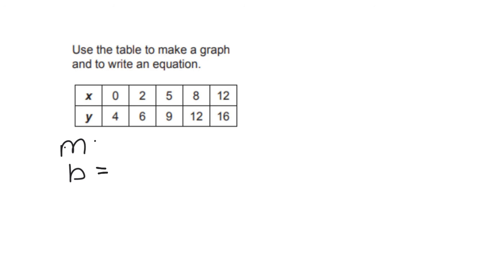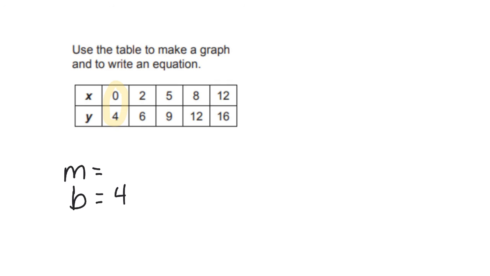So if I look at this one, I'll know the b if I can see the point where the x is 0, because that's what a y-intercept is. It's the place where the x is 0. If I look at this, I do have a point where x is 0, 0, 4. So I know the b value for this is going to be 4. Now to find the m, I could graph this table and then rise and run between the points.